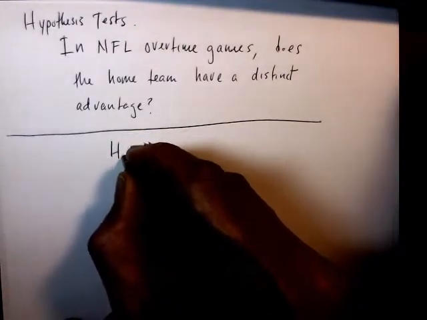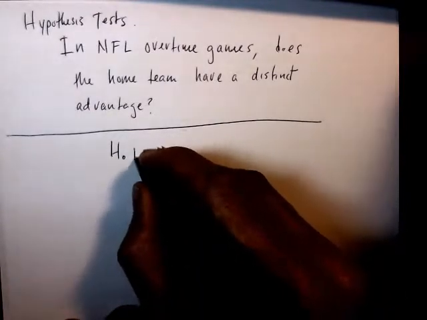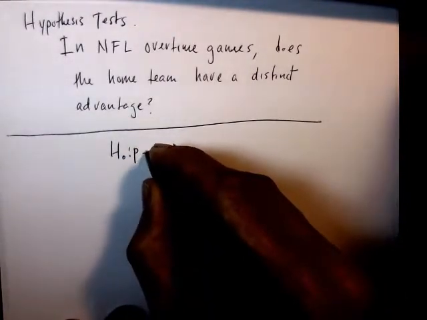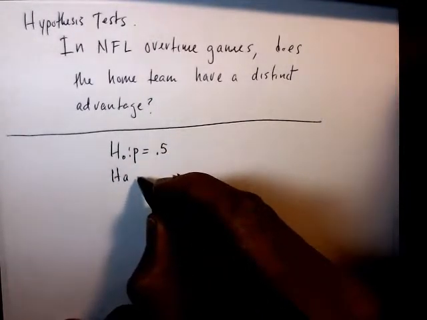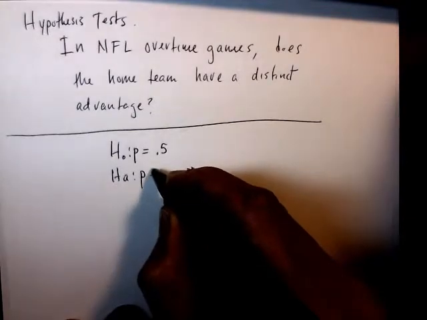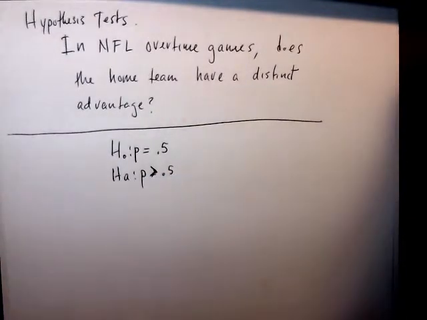The first hypothesis is that in an overtime game, the probability that the home team is going to win is equal to 0.5, and the alternative hypothesis will be that the probability that a home team is going to win has got to be bigger than 0.5. The alternative hypothesis is what we're claiming there. The null hypothesis is the one that has equals in it.